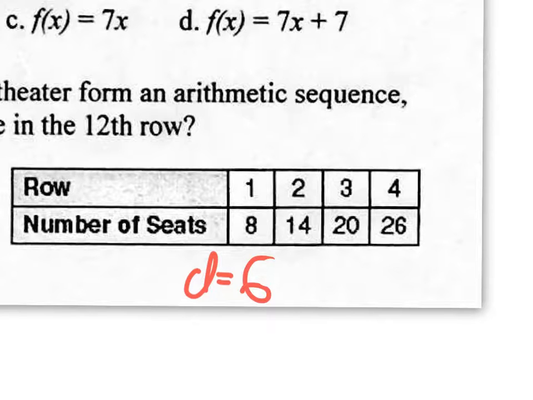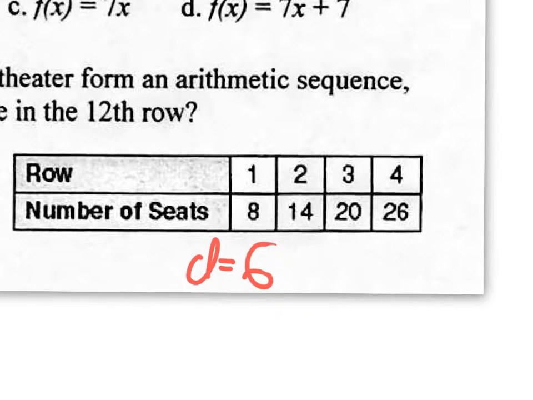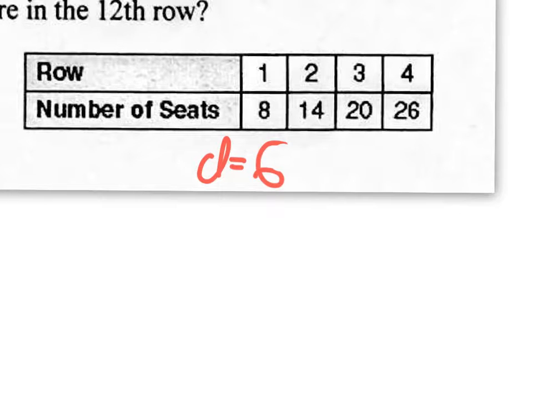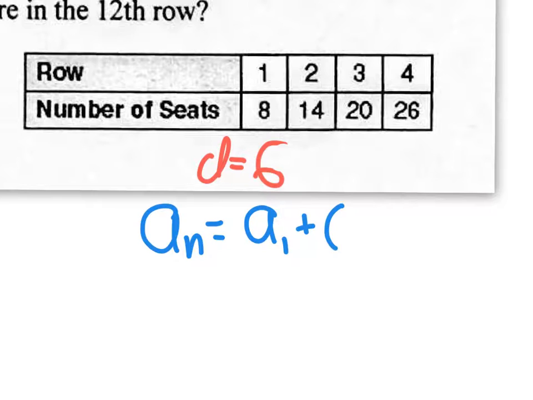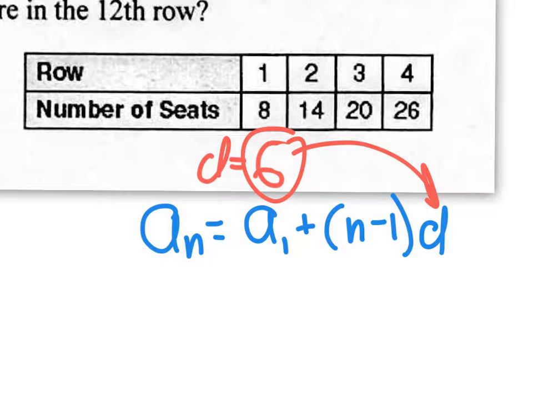Yes. Okay, now what we're going to do is go back to that formula I showed you. A sub n equals A sub 1 plus n minus 1 times the common difference d. So far we have a 6 that's going to go right there. A sub 1 is the first term of your list. What would a sub 1 be if a sub 1 is the first term on your list?